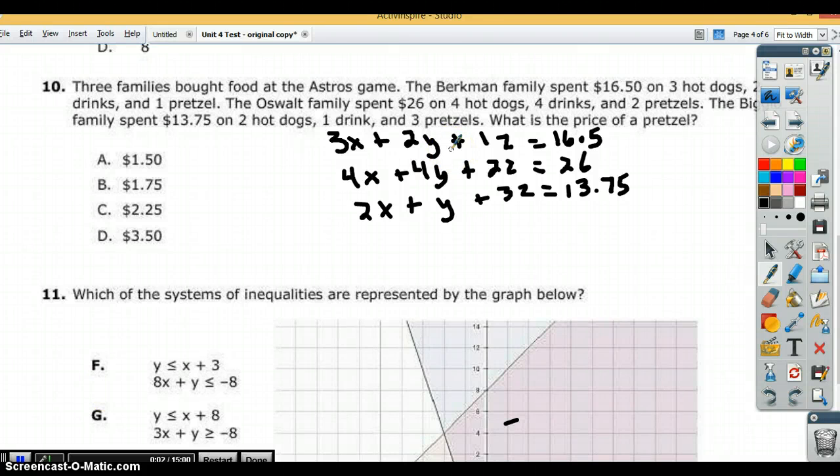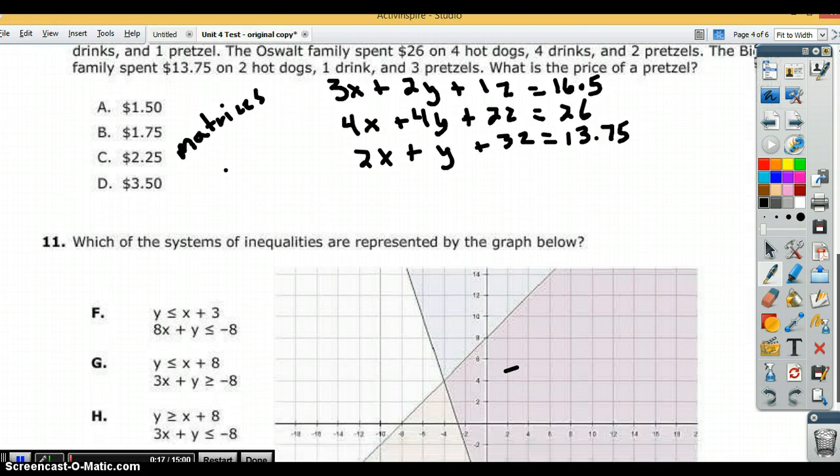Alright guys, so with this one, I again gave you the system. You could have again used matrices. It's set up perfectly for that. I'm not going over that a whole lot more. I'm not doing that on 12 problems like you could have used matrices for.